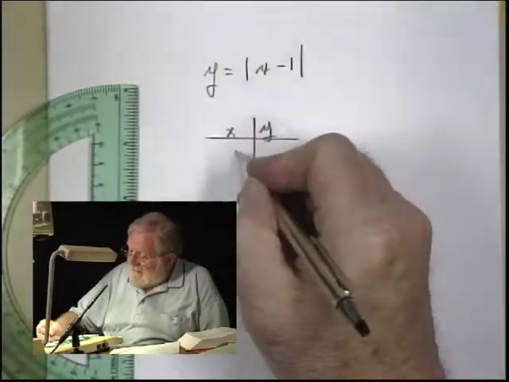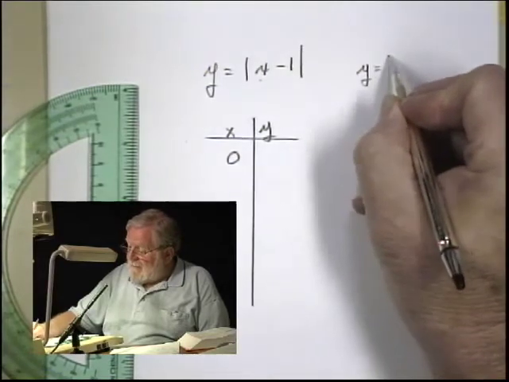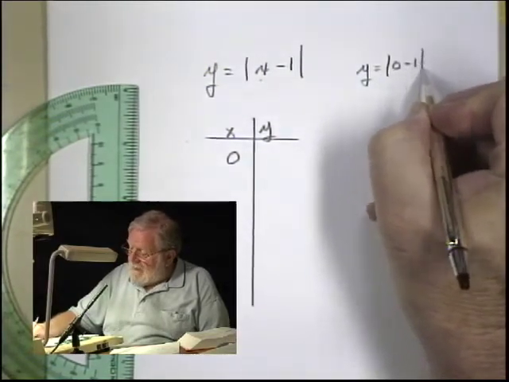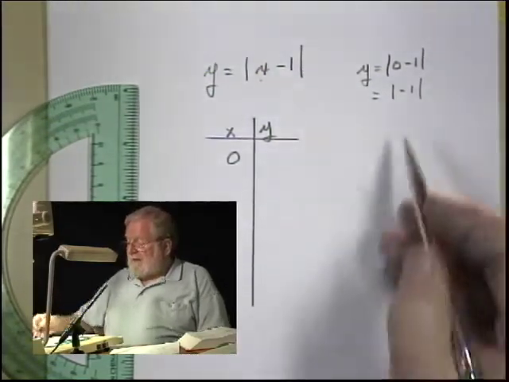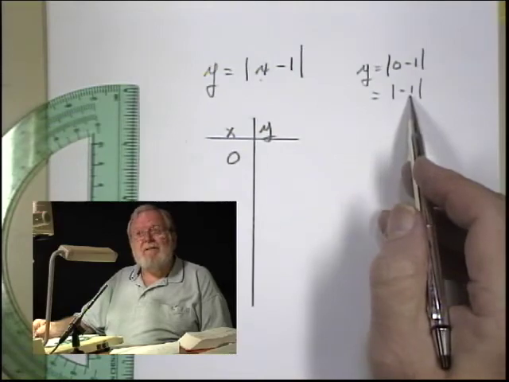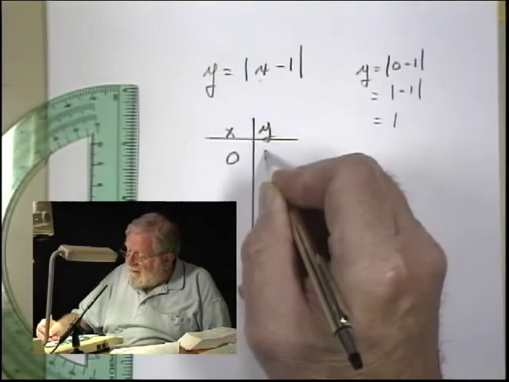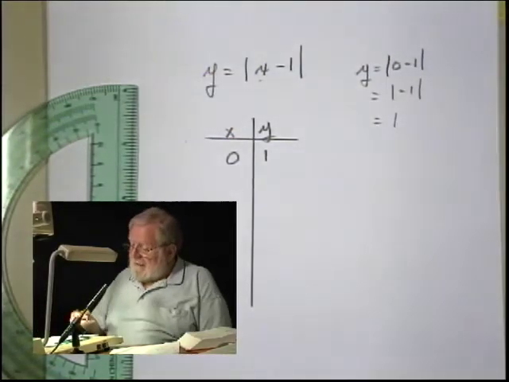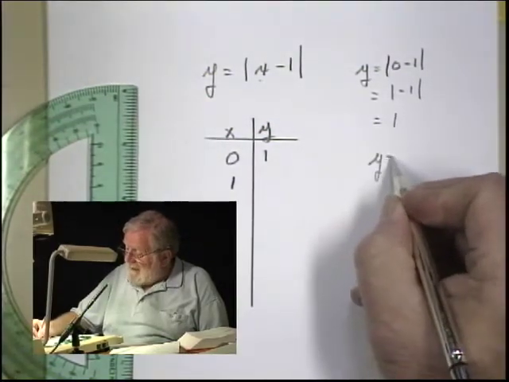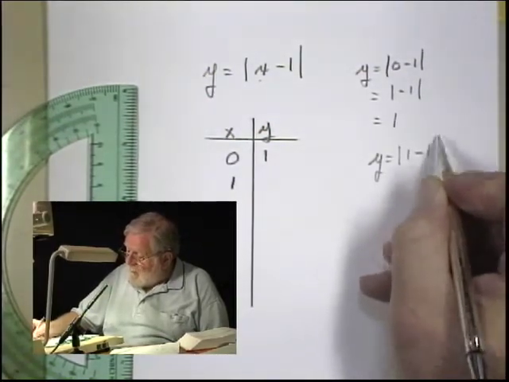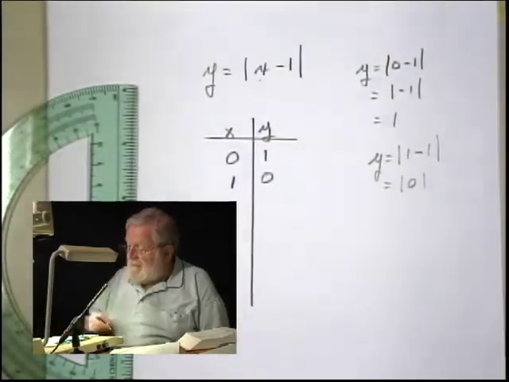So we'll start with 0. If x equals 0, y would equal the absolute value of 0 minus 1, which is the absolute value of minus 1. And the absolute value of any number is a positive number. So the absolute value of minus 1 is 1. So this would be 1. Now let's take x equals 1. So we'd have y equals the absolute value of 1 minus 1, which is 0. The absolute value of 0 is 0.